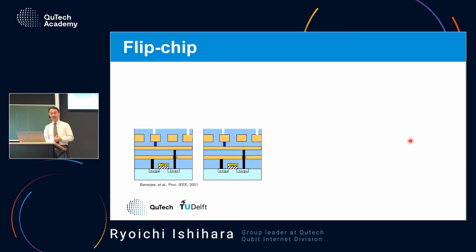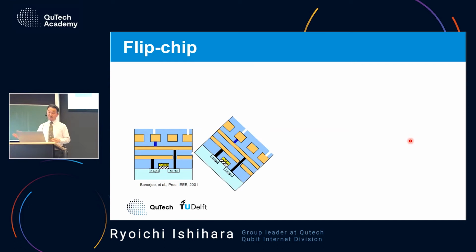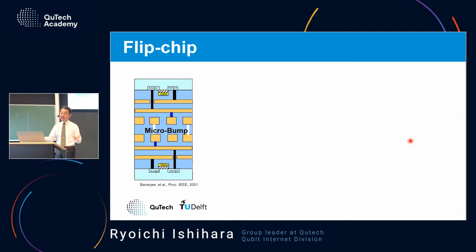This is the so-called flip chip technology. You prepare two chips, and you flip one of them and stack it on top of the other. In between, you have a vertical interconnect called a micro bump. Again, this is important: the micro bump should be small to make sure that you have a dense, small-pitch interconnect.